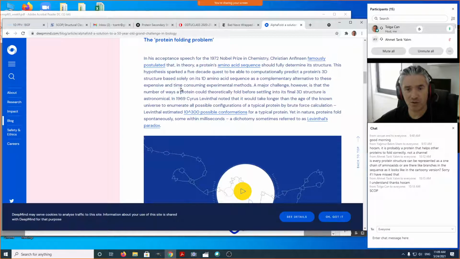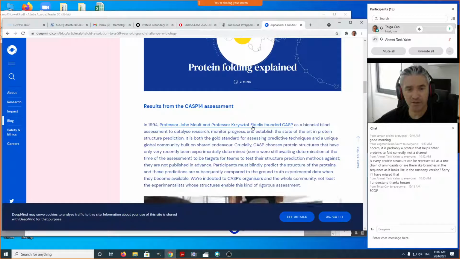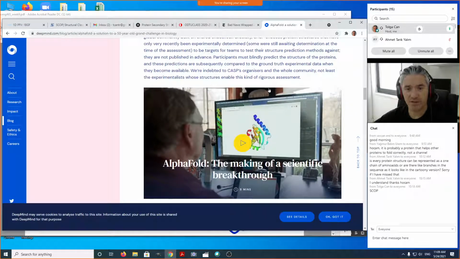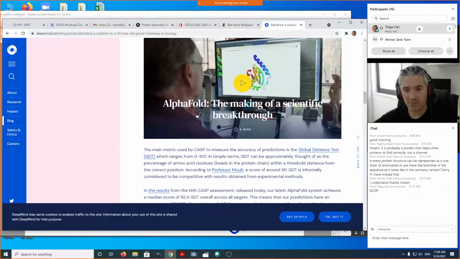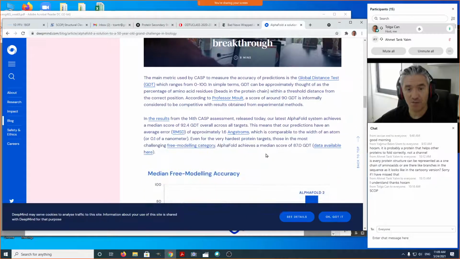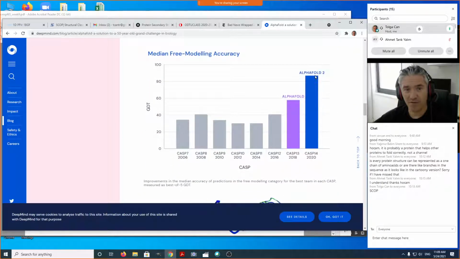So it talks about the protein folding problem. This is a really nice article, and there's a video about the making of it too. And here, AlphaFold 2, look at this. You may consider how in 2020, in CASP 14, this AlphaFold 2 was considered a solution. Look how it's been since 2006. The score was around, the largest it got was 40%, whatever this GDT score is.